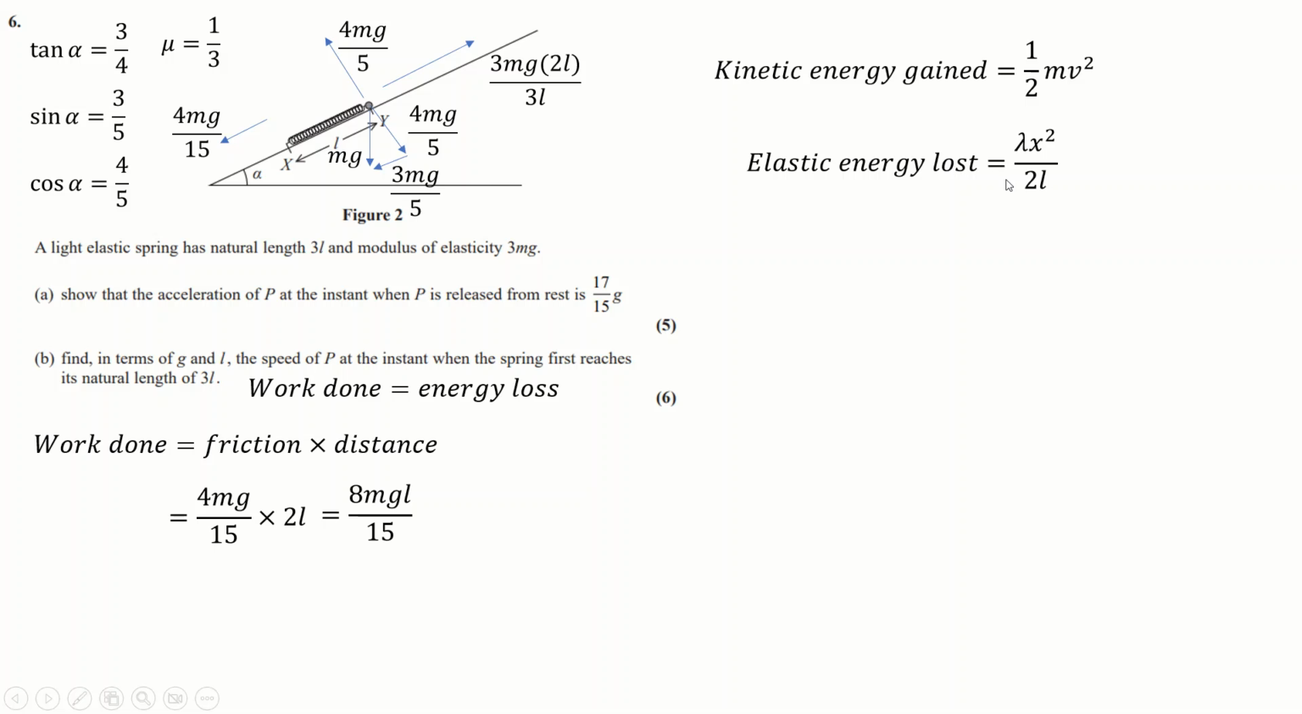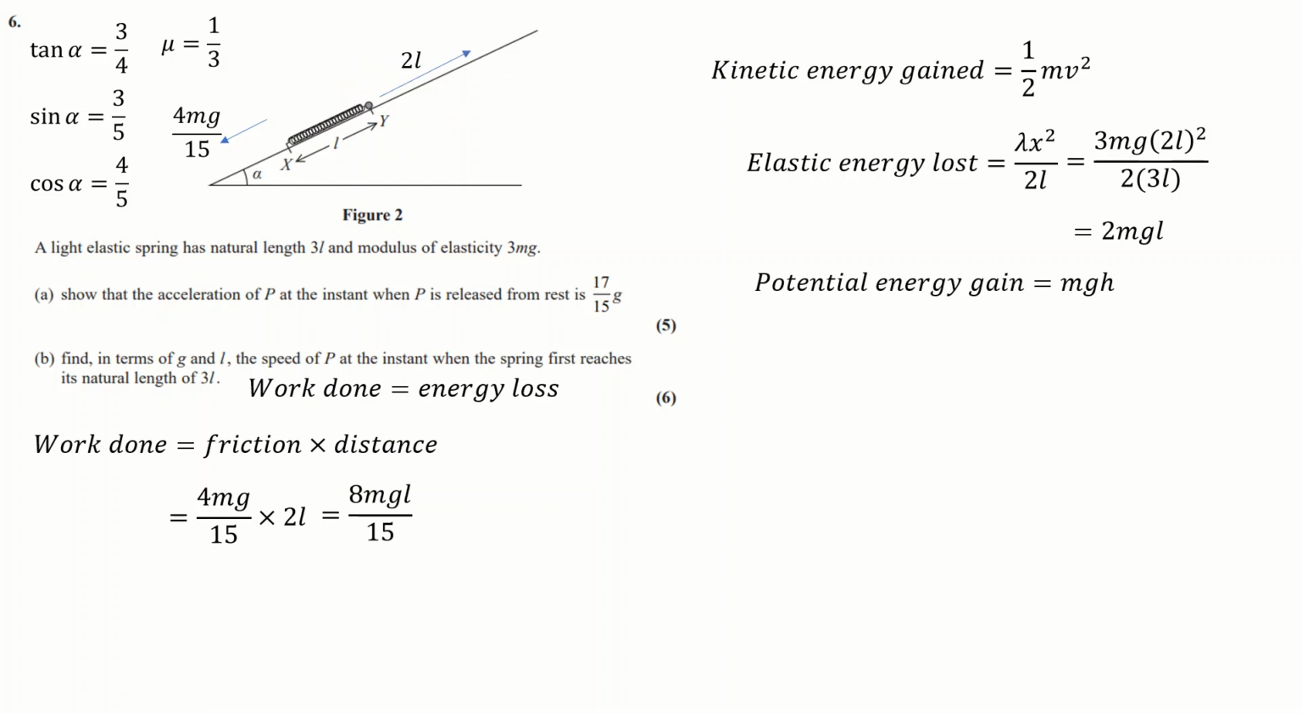This is the formula for the elastic energy, lambda, of course, still being this. The stretch is 2L initially, and the natural length is 3L. So replace that with a 3L, the stretch is 2L, simplify that, you get this. And then there's also finally potential energy gained, which is mgh.